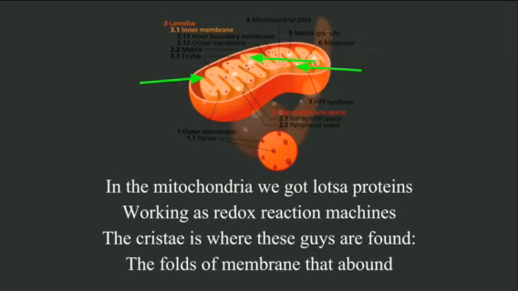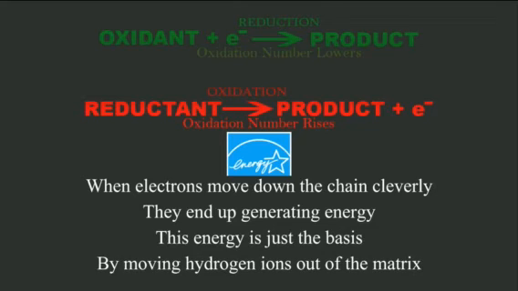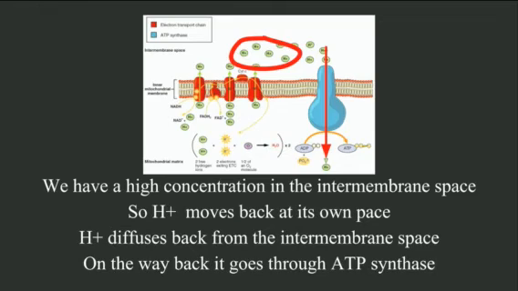In the mitochondria, we got lots of proteins working as redox reaction machines. The cristae is where these guys are found, the folds of membrane that abound. When electrons move down the chain cleverly, they end up generating energy. This energy is just the basis. By moving hydrogen ions out of the matrix, we have a high concentration in the inner membrane space, so it must move back into the matrix at its own pace.